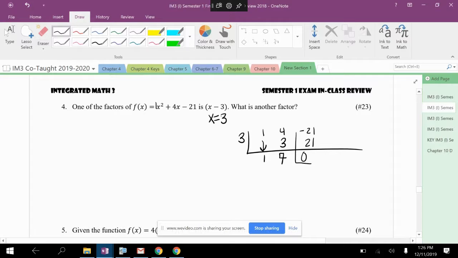When you add them, you get 0. And we're about to be done with this problem. I started at x squared. I must go down a power, so I get x plus 7. That's my final answer.